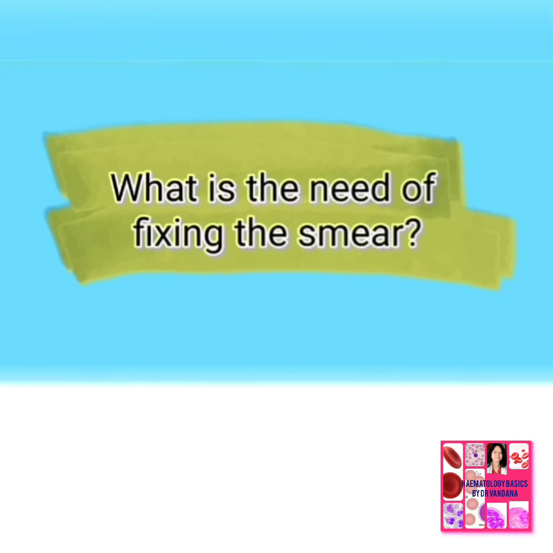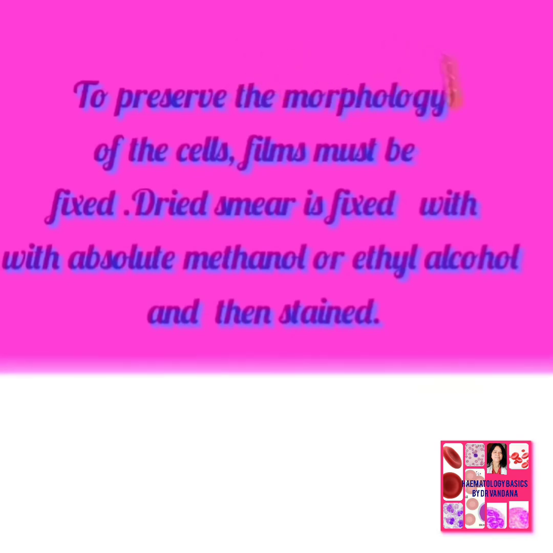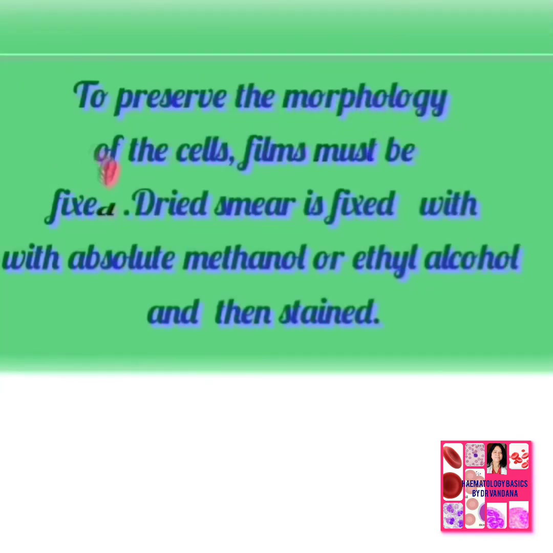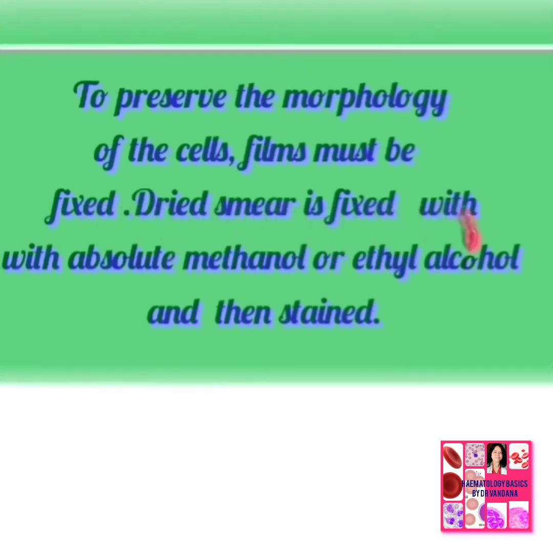So what is the need of fixing the smear? Why do we need to fix the smears? Because we need to preserve the morphology of the cells. The film must be fixed. Dried smears are fixed with absolute methanol or ethyl alcohol and then stained.